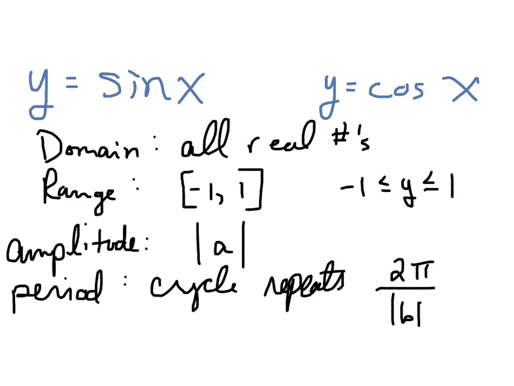I'll explain where a and b are in just a second. In order to put a and b in there, a is going to be in front of the sine or in front of the cosine. That's where the a is going to be located. And the b is going to be located in front of the x.